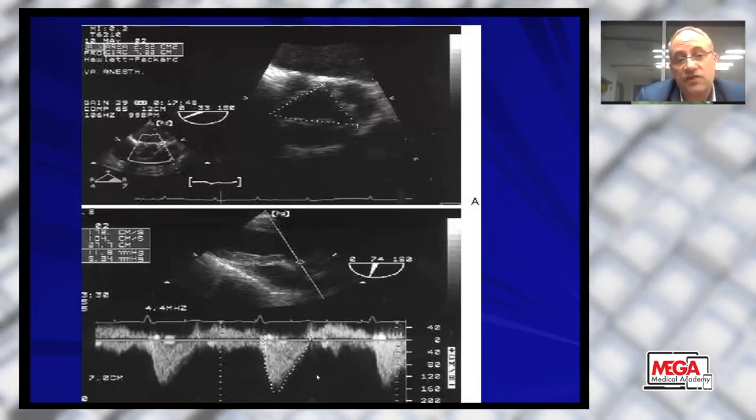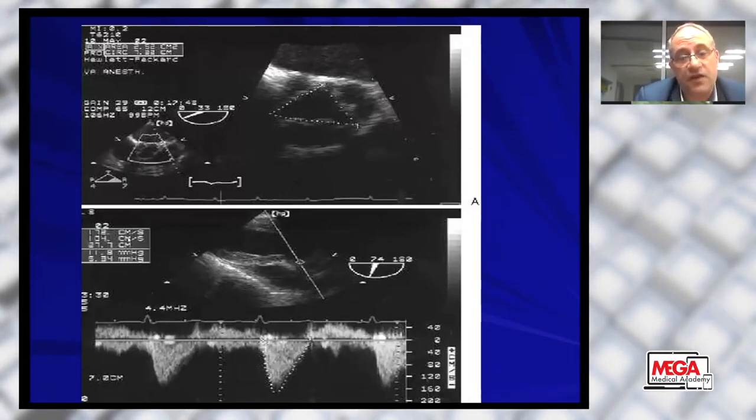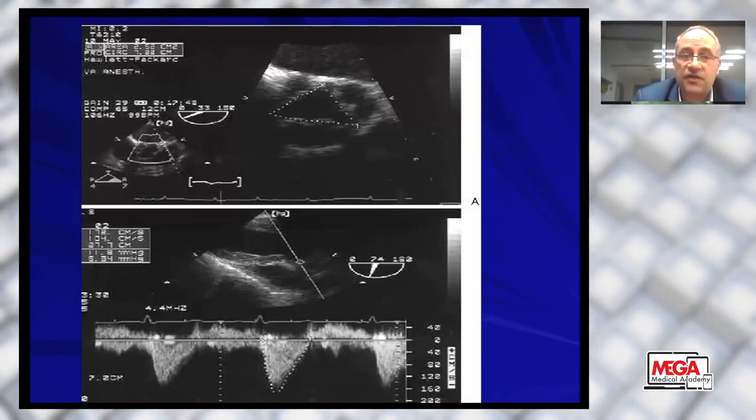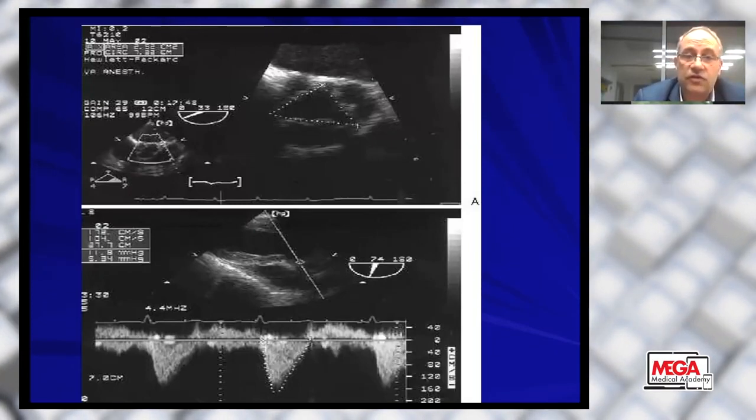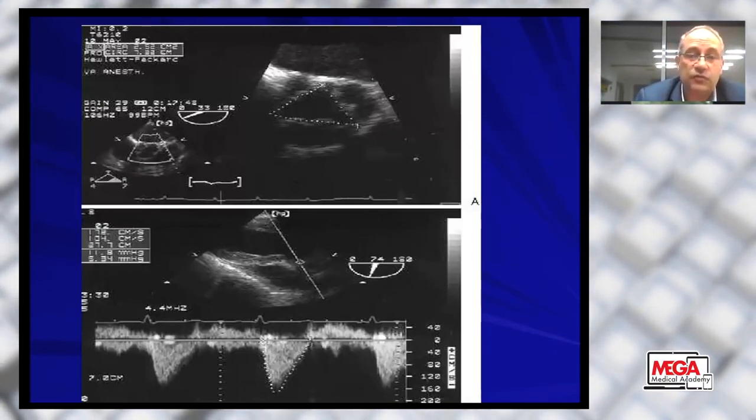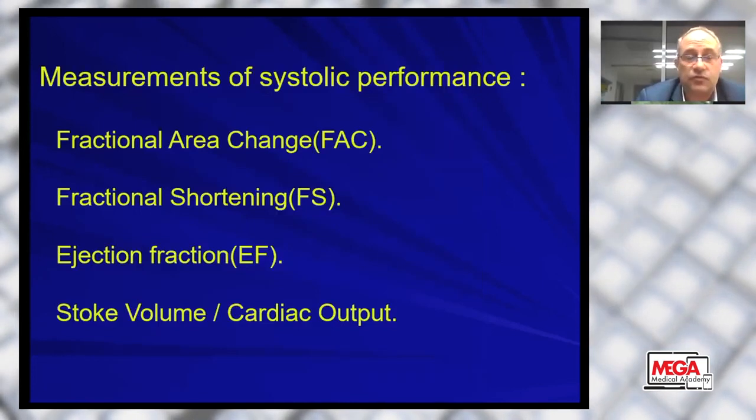I will have the average of 3 cycles, then we will have the VTI. Cross-sectional area times VTI equals stroke volume, times heart rate equals cardiac output. So I have an estimate of cardiac output.